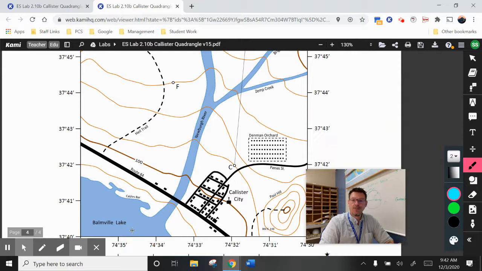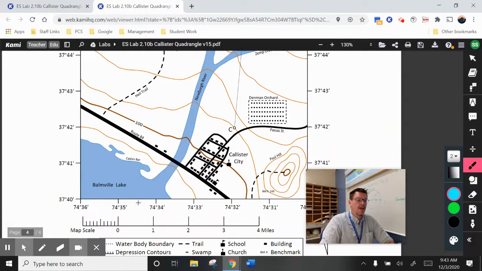This has nothing to do with latitude and longitude, so we're going to ignore the latitude and longitude numbers around the sides of the map. We're going to be using the isolines that are drawn in the middle of the map. If I look at Balmville Lake, there is an isoline that runs near it, but it's not numbered. But if I look farther up, here is an isoline which is a little darker. This is an index contour line, and it's labeled 100. So the value of that line is 100.